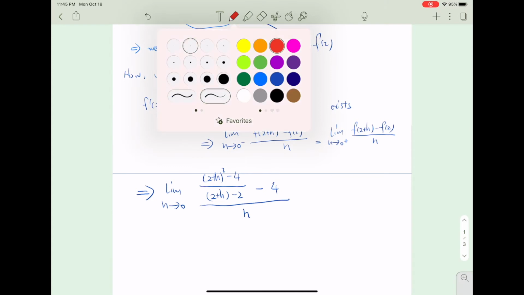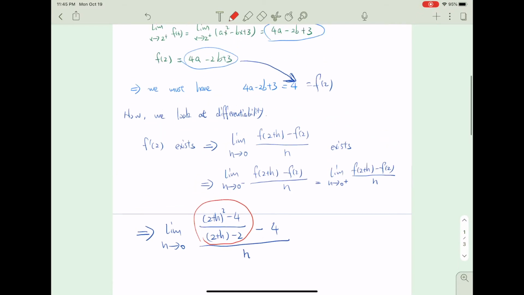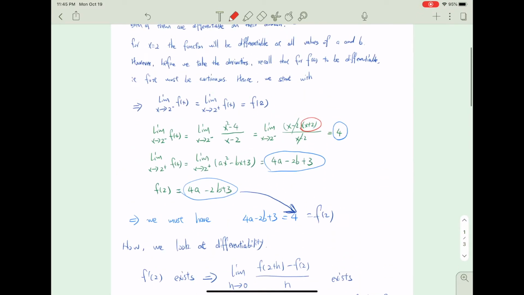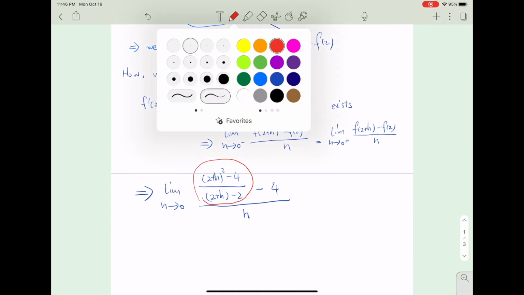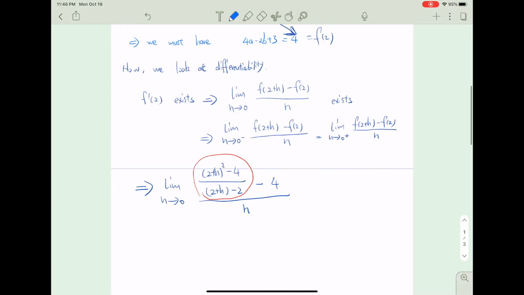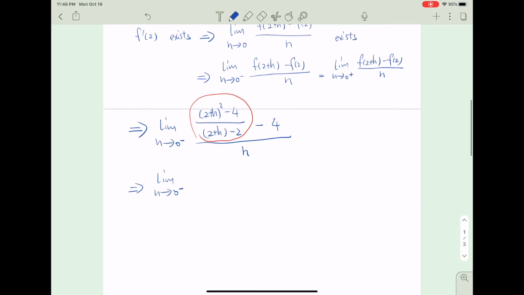Notice that for this expression, we can use the difference of squares formula to cancel out the factor, just like what we did here before. Cancel out this x minus 2. In this case, x is just replaced with 2 plus h. So if you use this formula, you can get rid of the factor in the bottom. We are left with only x plus 2. Forgot the sign here. So x in this case is 2 plus h.